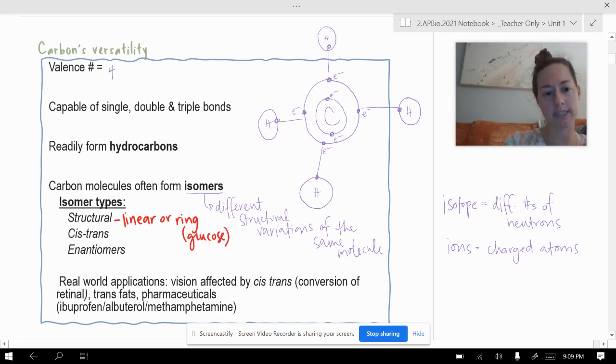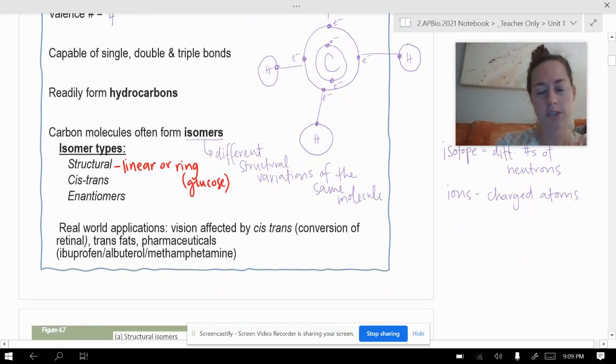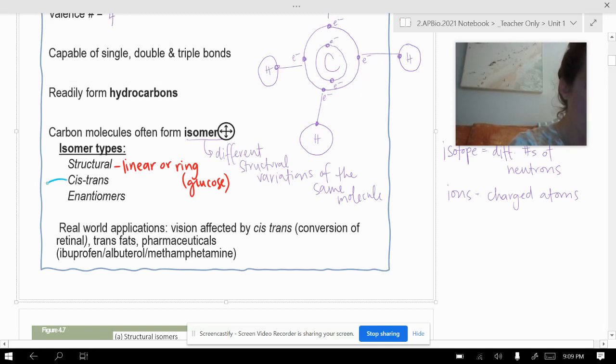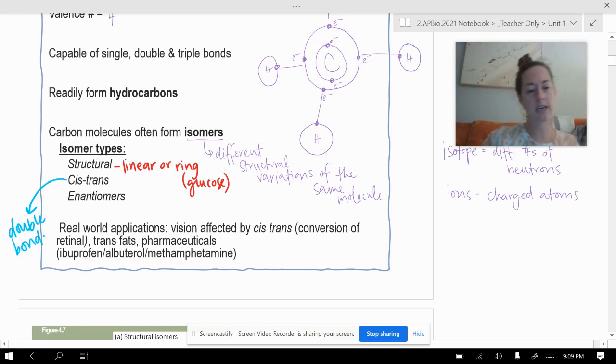The second one is cis-trans isomers. So they are always going to be related to a double bond. I'm going to show some pictures of this here in a second. And then there's enantiomers, which are mirror images.